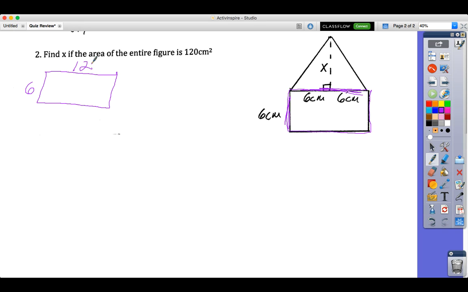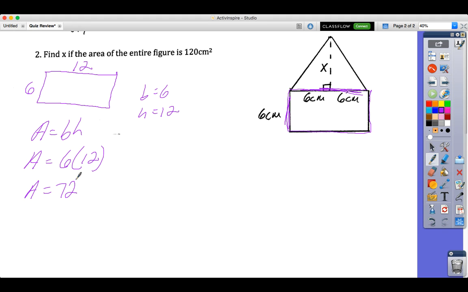So I can then go ahead and find the area of this rectangle by saying area is equal to base times height. I'll say my base is 6, my height is 12. They're interchangeable. And area is then equal to 6 times 12, which is then going to be equal to 72 centimeters squared. So I know that this area is 72 centimeters squared.